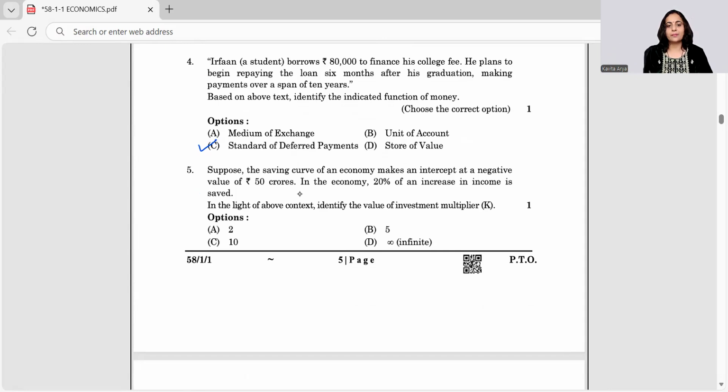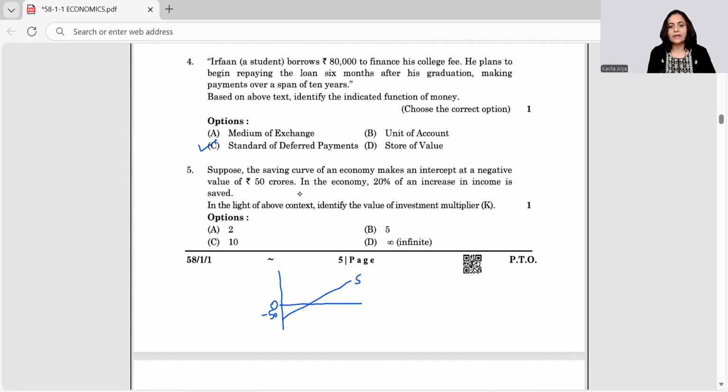The fifth question is, suppose the saving curve of an economy makes an intercept at a negative value of 50 crores. What does it mean? It simply says that how does saving curve looks like? This is how saving curve looks like because it begins from the negative sign, and this minus 50 is the intercept given here. This is the interpretation.